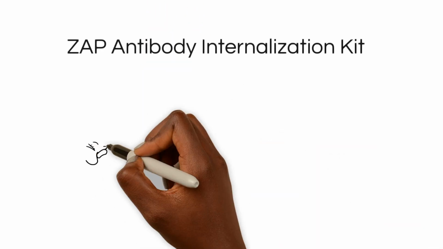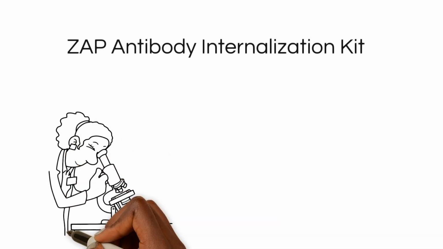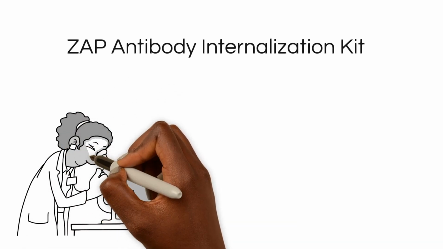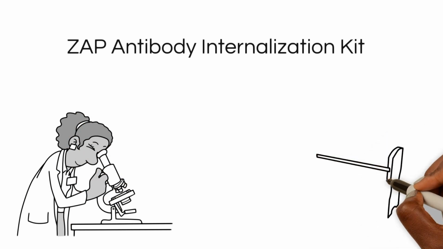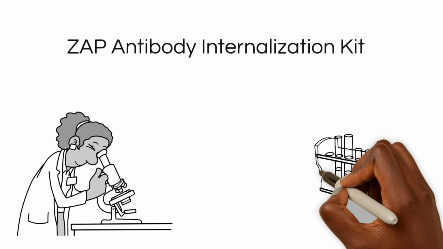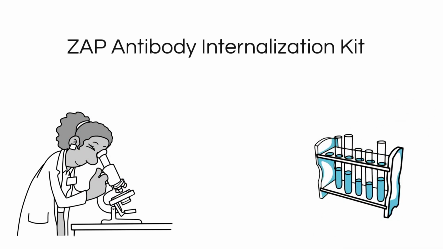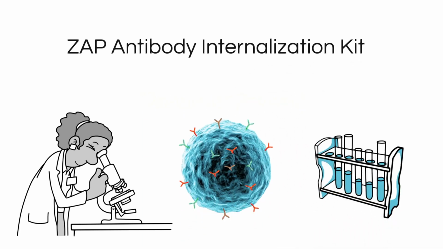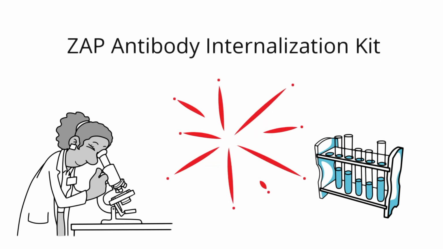The ZAP Antibody Internalization Kit screens antibodies for specificity to a particular cell type by revealing binding and internalization. A cytotoxicity assay gives definitive results. If the antibody is specific to the cells you want to target, the cells die.